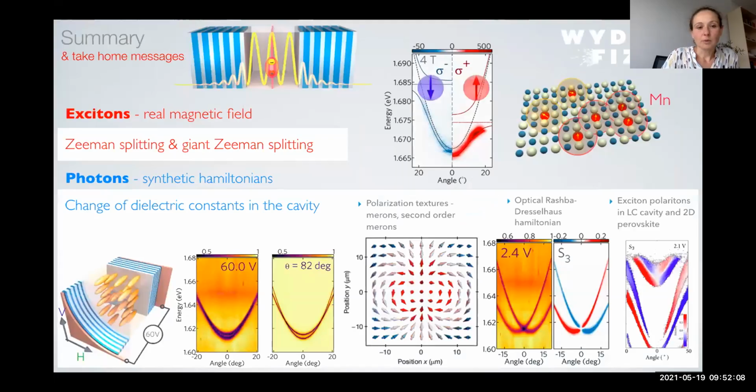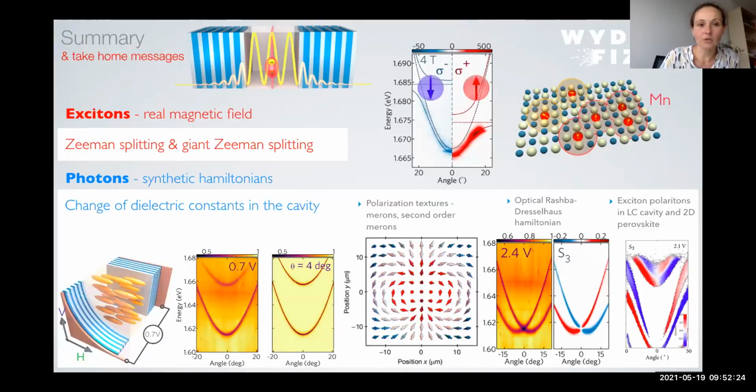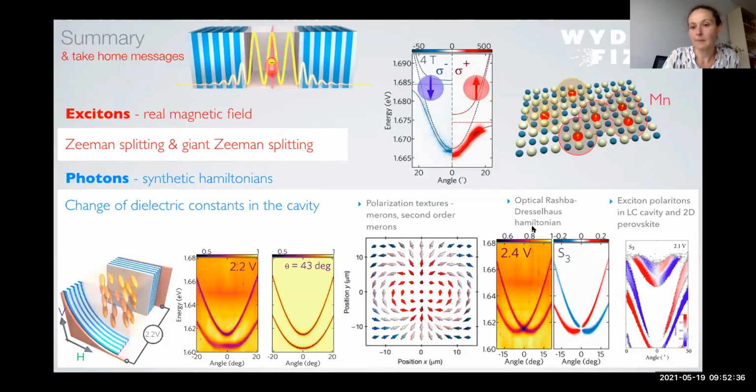Okay, so this brings me to the conclusion. I hope that I demonstrated to you that we really do have lots of different tools to control the polarization of our polaritons or photonic modes, through both exciton components and through the engineering of a different type of synthetic Hamiltonian acting on the photonic modes.